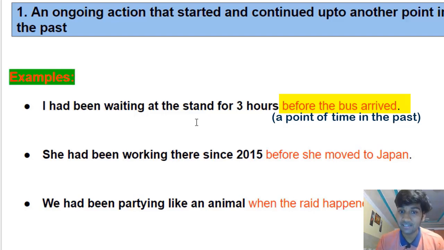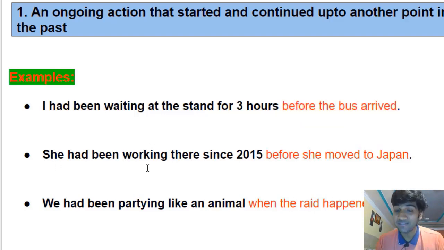Something had been happening at the stand for 3 hours. I'm talking about the time duration for which this action had been going on, right? I had been waiting at the stand for 3 hours before the bus arrived, right? Second example, she had been working there since 2015 before she moved to Japan, right?